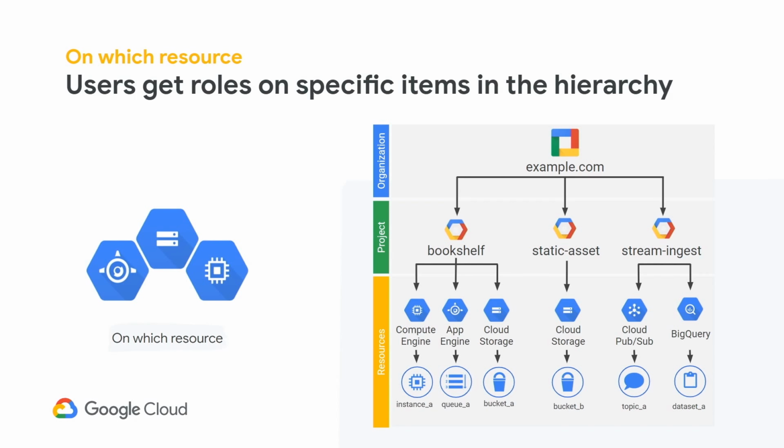The Static Asset project might have a bucket that's got images that we use to serve on a web application. So those are static assets. Who has permission to that? For the Bookshelf, who's working on our Bookshelf application? They have certain permissions. And then the Stream Ingest, well, that's a BigQuery and a Pub/Sub. So we're doing some event-driven architecture over there, streaming data into our BigQuery data set. We can have different permissions on there, and we can decide what permissions they get.